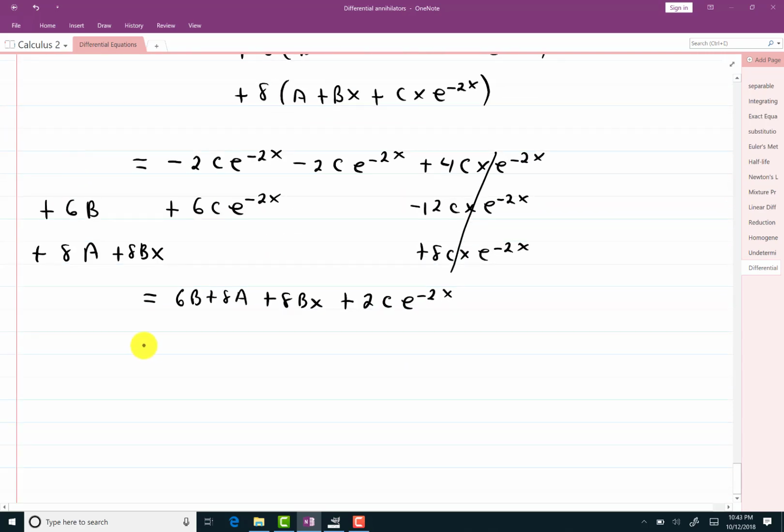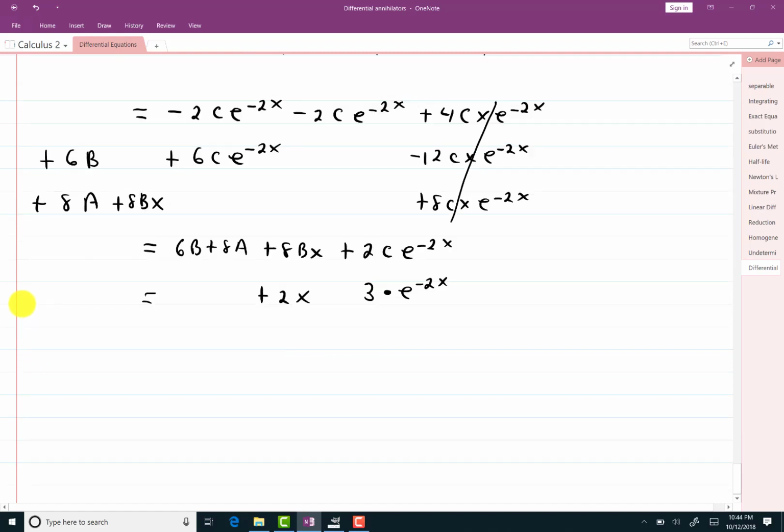So this is supposed to equal 3e to the negative 2x. Let me make that more like a dot than a multiplication sign. Plus 2x over here. So let's see what we have then.